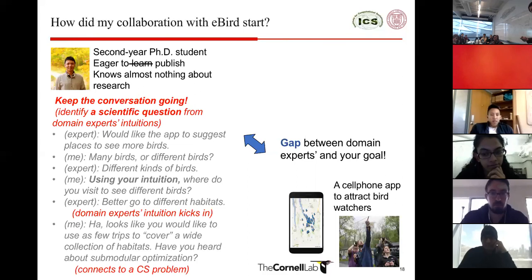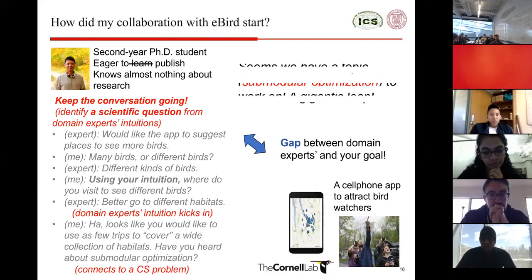The last slide was ruled out because of this meeting software. But basically, I was able to discover that what they mean by wanting to go to different kinds of habitat is a coverage problem in computer science, right? They would like to use as few trips as possible to cover a wide collection of different habitats. This connects to the coverage problem, and we can use some submodular optimization to solve it.